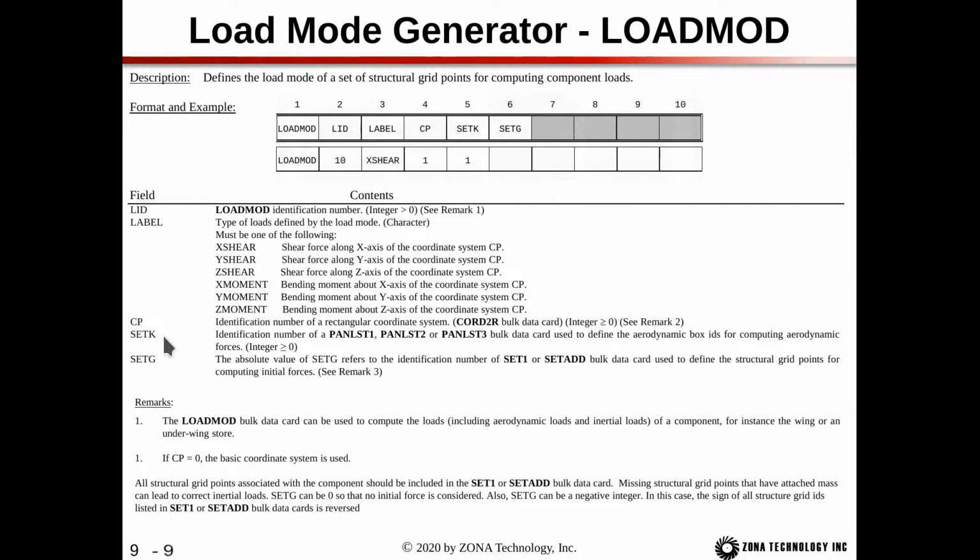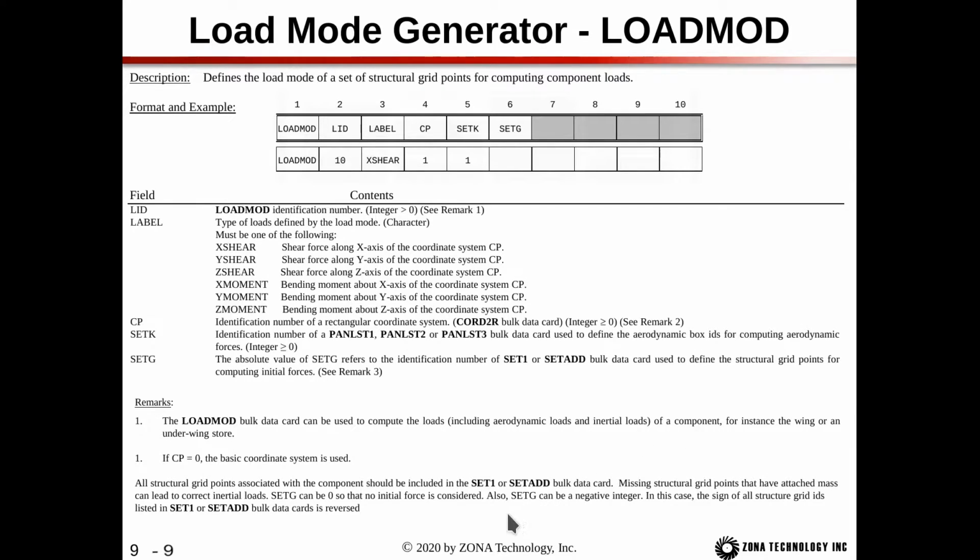And then we have field CP, which refers to a Chord2R card to define the coordinate system. And next we have set K and set G. Set K refers to the PAN-LST1, PAN-LST2, and or PAN-LST3 bulk data cards, which list out the aerodynamic box IDs for computing aerodynamic forces. And then set G refers to set 1 and or set add bulk data cards to define the structural grid points for computing the inertial forces. CP can be 0, in which case the basic coordinate system is used, but most often you will make use of the CP field.